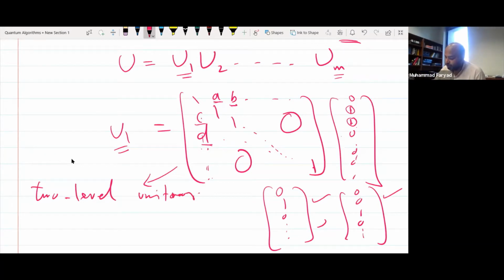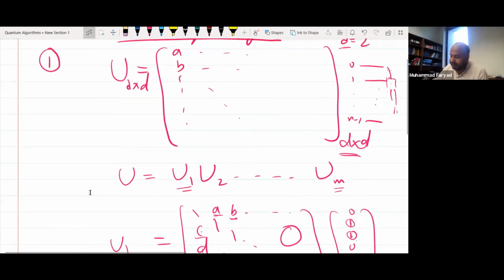Okay, so in the first step, I'm going to show that any general unitary can be broken down into a product of 2-level unitaries.